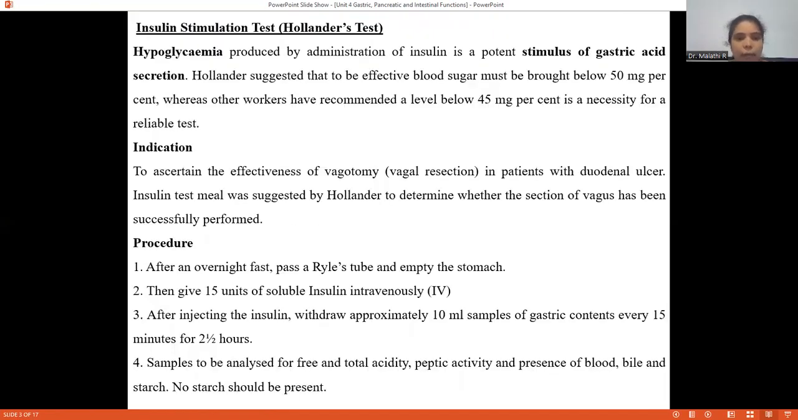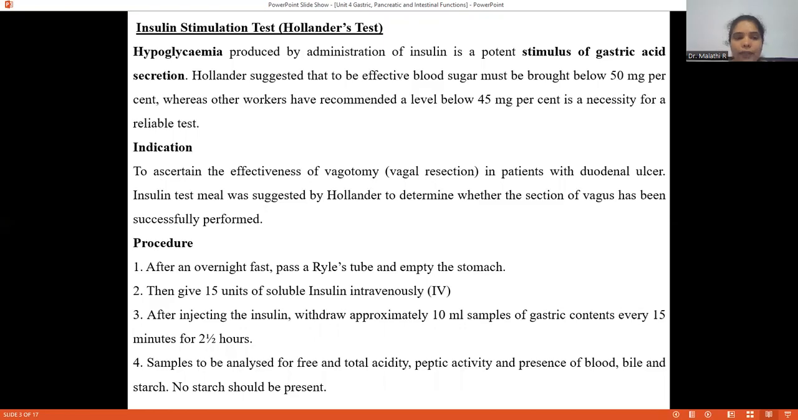Once the required amount of the stimulant has been given, either by the oral route or by the intravenous route, a Ryle's tube is passed to empty the stomach contents. The stomach contents are emptied over a 2.5 hour interval, once every 15 minutes, and the particular content will be used for testing. The Ryle's tube remains in place throughout the study, throughout those 2.5 hours while we collect the samples, and this causes discomfort to the subject undergoing the stimulation test.